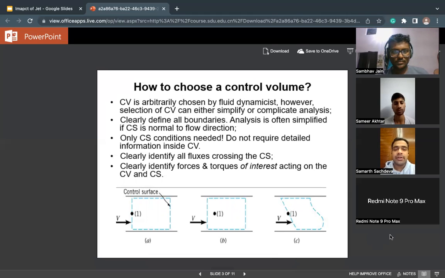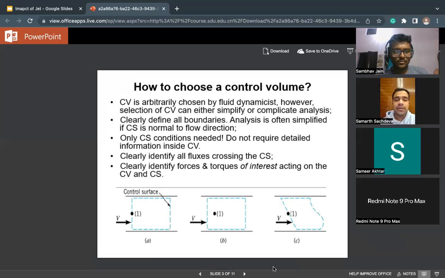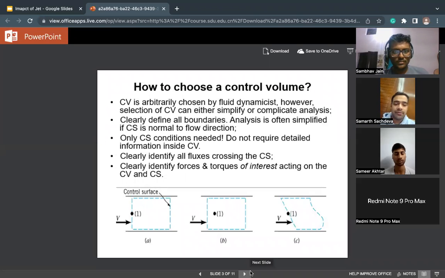You do not require detailed information inside the control volume. Therefore, if we can clearly identify all the fluxes crossing the control surface, we can clearly identify the forces and torques of interest acting on the control volume and control surface. So this was the basic introduction of the Reynolds transport theorem. Now I would like to pass it on to my fellow peer, Sambhav.